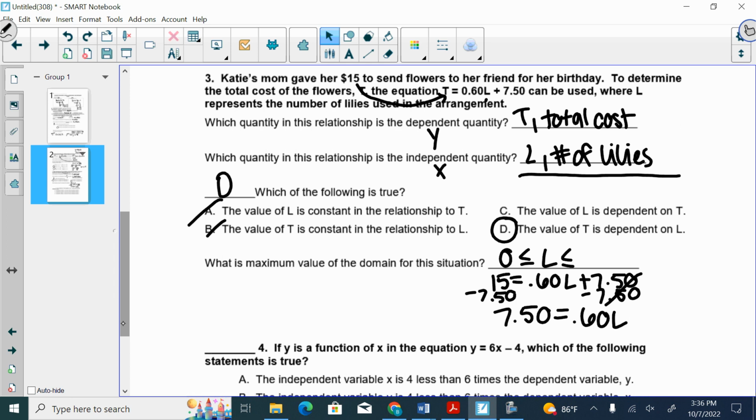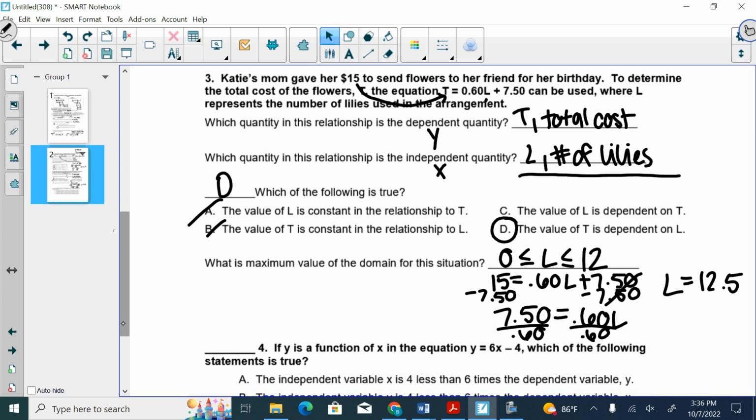Then what do I do? And what do we get when we divide those? Good. Okay. So 12.5 is the number of lilies she can buy. Can you buy half of a lily? No. So really, how many can she buy? 12. There we go.